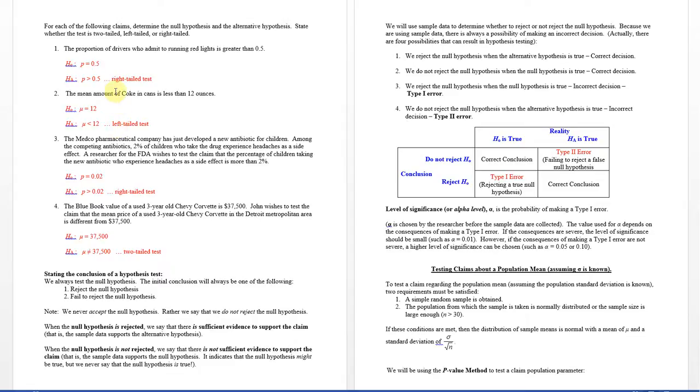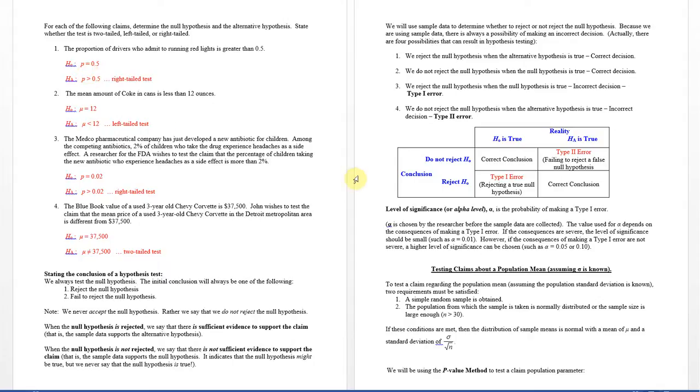The mean amount of Coke in cans is less than 12 ounces. This is a very typical product testing idea, and that's: did my machine fill it enough? And so again, remember our null has to be an equal to, and then since I think it's filling less, I would say less than 12 would be our alternative, which would indicate a left-tailed test, because I'm looking at stuff that is to the left of 12. That's another way to think about this.